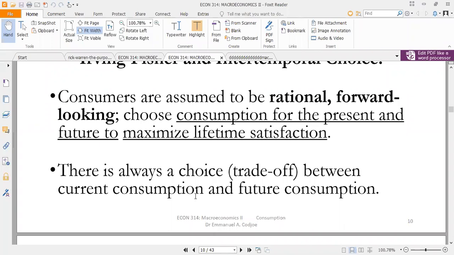And then if you want to consume less today, then you are thinking of consuming more in the future. Okay, so that is the trade-off between current and future consumption because of the intertemporal choice that you want to make.